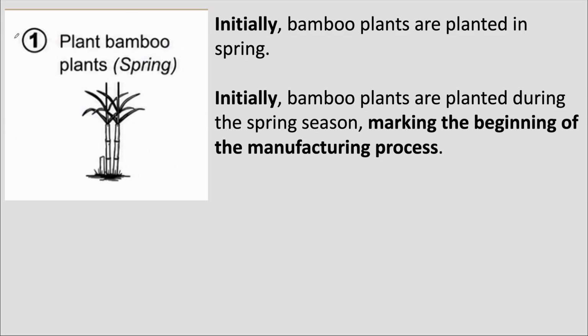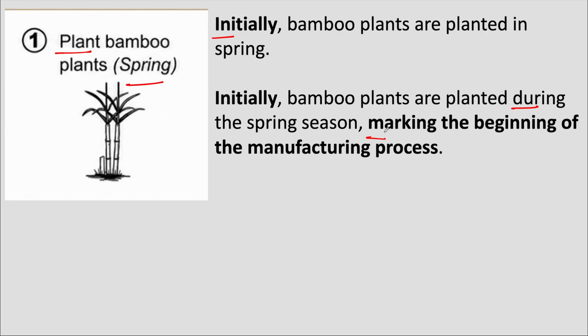Step 1 mentions that bamboo plants are planted and the word spring is given in brackets. So we write initially or in the first step, bamboo plants are planted in spring. To make the sentence longer, we write during the spring season, and we add the phrase marking the beginning of the manufacturing process.